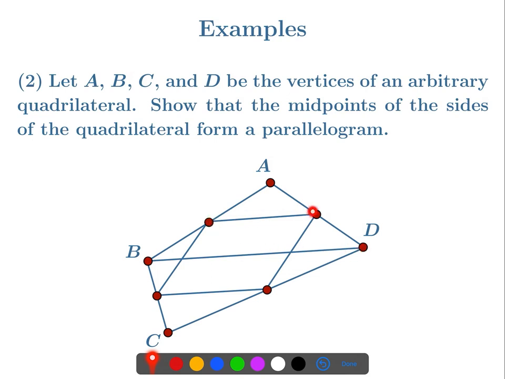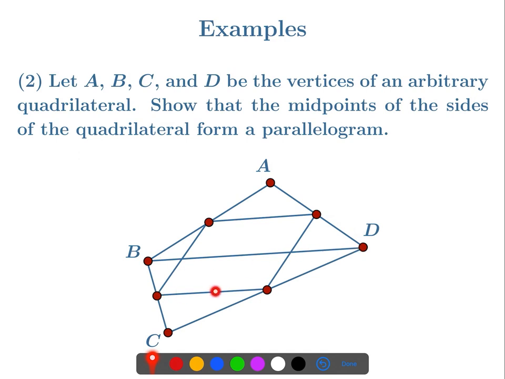And now if you look down here, here's another triangle. So we have the midpoint of this side, the midpoint of this side. We draw a segment between them. So by that same problem, problem 1, we see that this is half the length of BD and is parallel to BD.